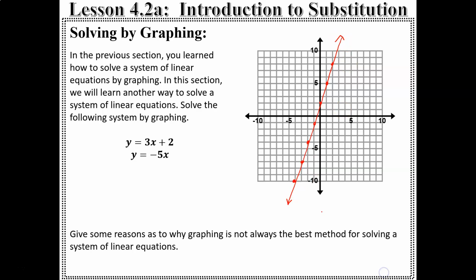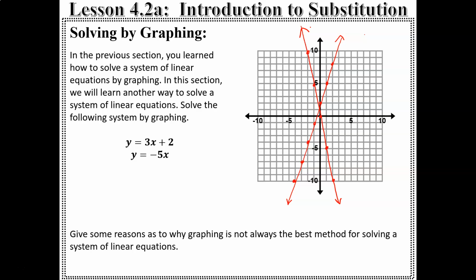There's our first one. Now I have y equals negative 5, starting at the origin for that one. All right, the graph looks pretty good. Let's look at this graph though.